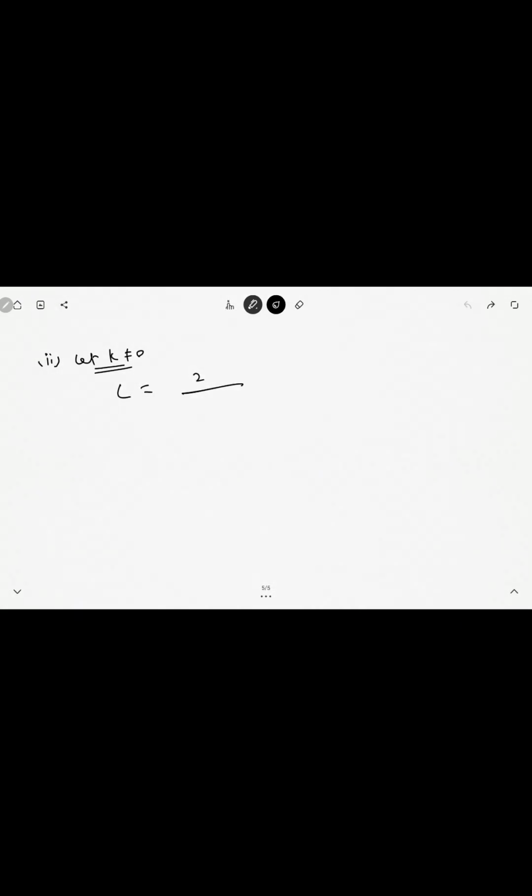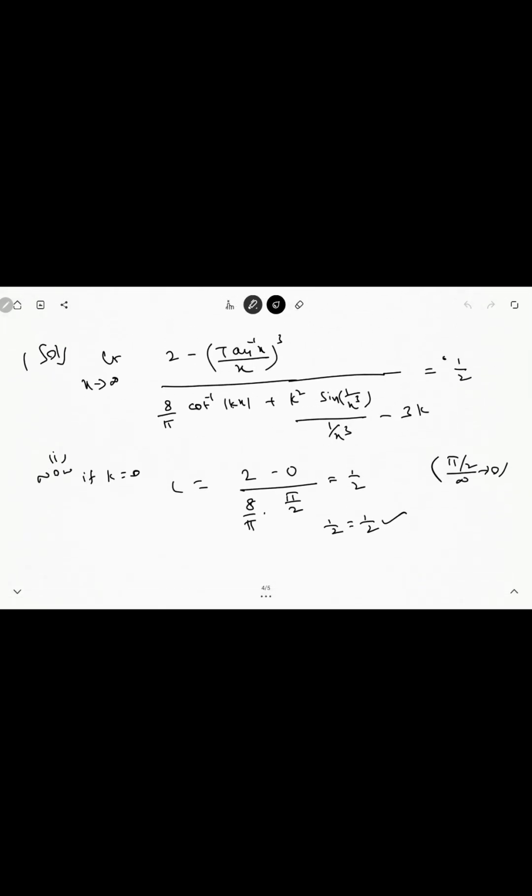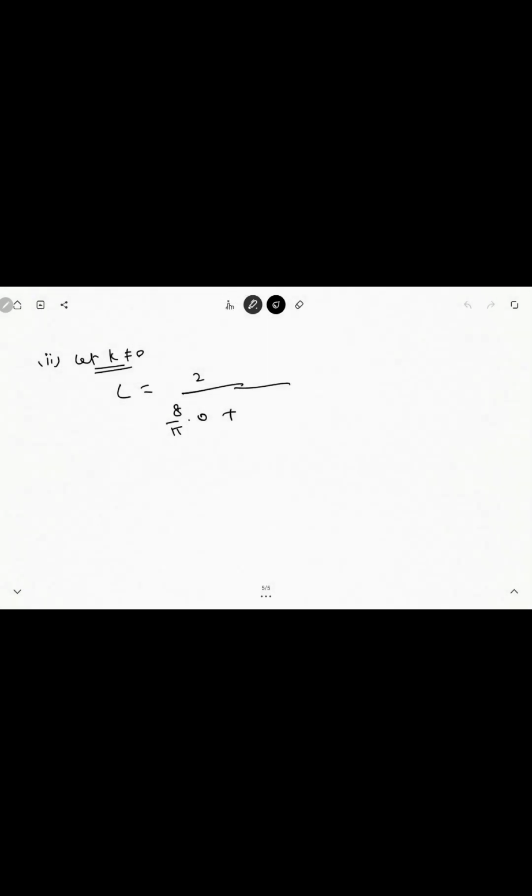0 only. So 8 by pi into 0, plus k square into, it is 1 only, sin theta by theta, minus 3k is equal to 1 by 2.